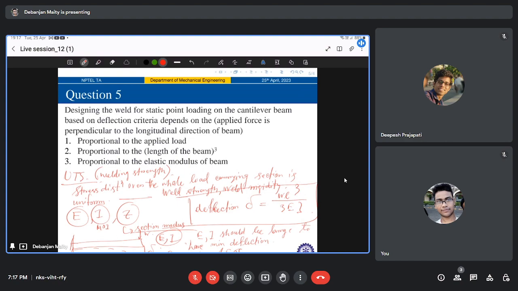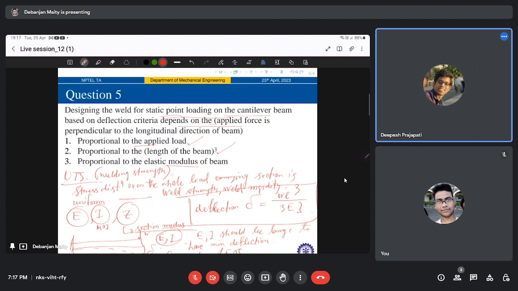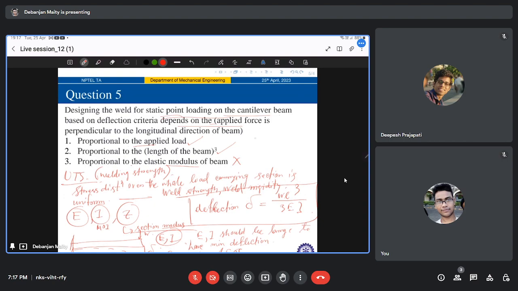So coming to the question, designing for the weld for static point loading on the cantilever beam based on the deflection criteria. Yes, this is proportional to applied load. Yes, this is proportional to L cube. Is this proportional to elastic modulus? No. No, this is inversely proportional actually. So here options 1 and 2 were correct.